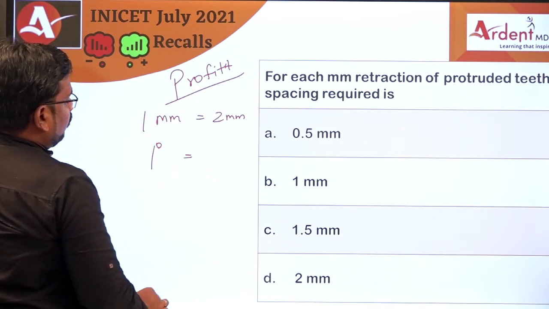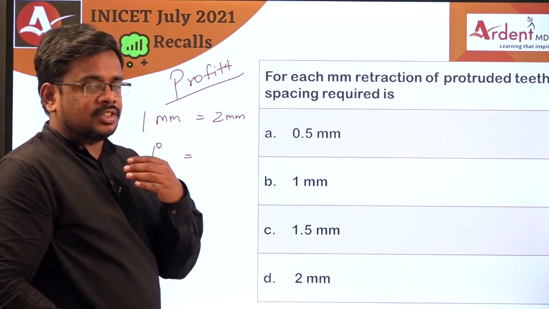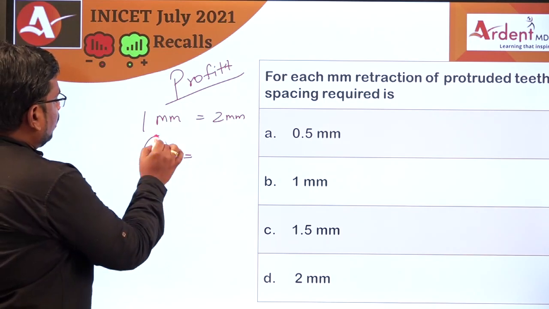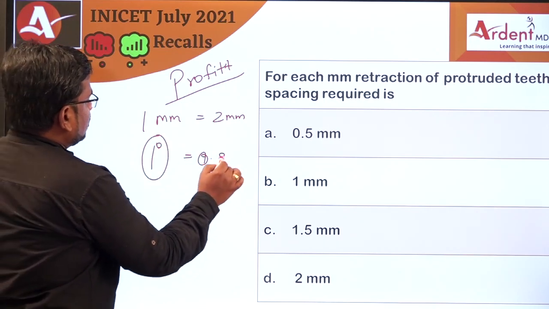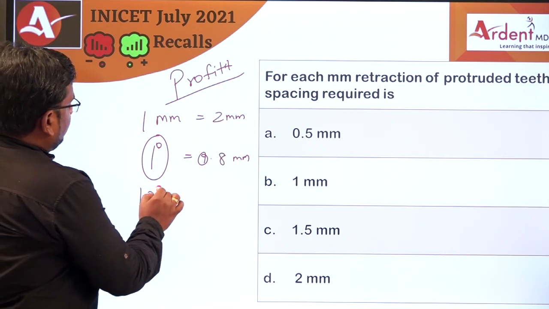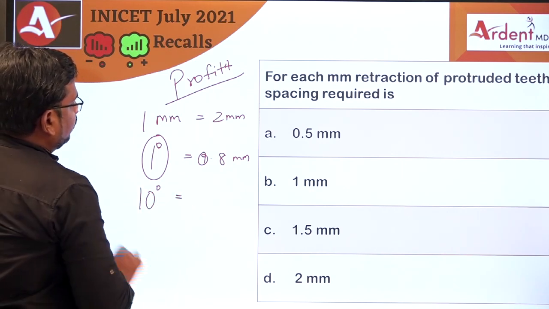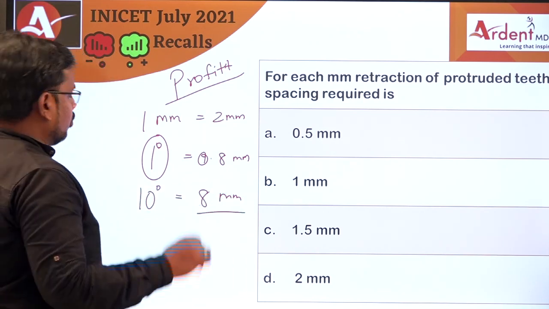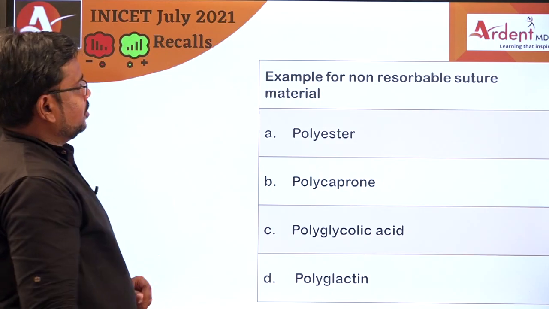What is the space required for 1 degree of retraction? Rather than asking for 1 millimeter, if they ask you for 1 degree, the answer is 0.8 millimeter. If you want to go for a 10 degree retraction of the severely protruded teeth, you need a space of 8 millimeters. So these are the additional points which you have to know related to this.